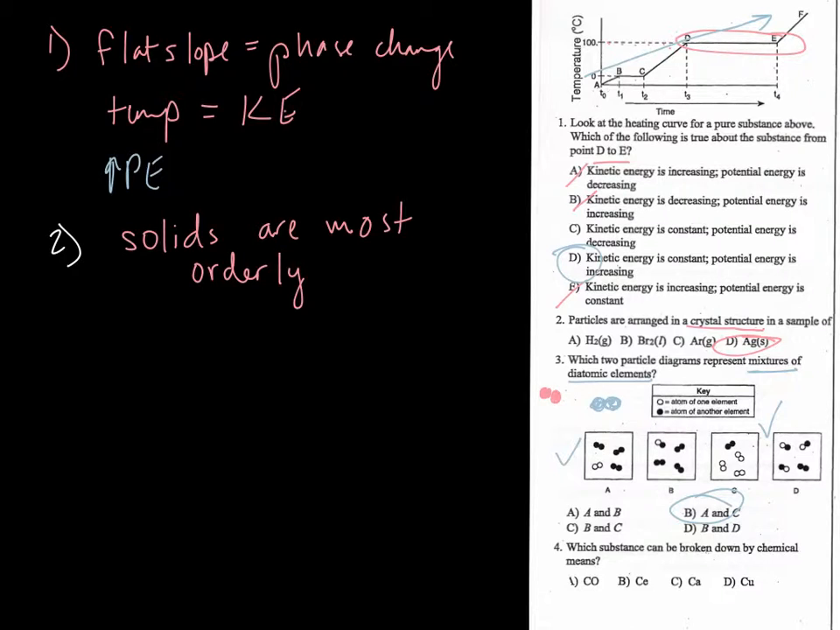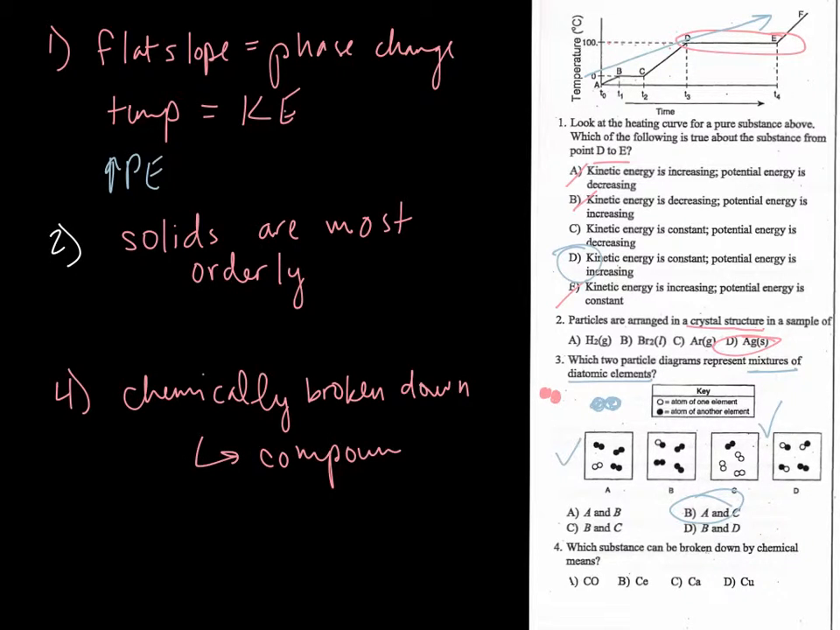Alright, number 4. Which substance can be broken down by chemical means? So something that's chemically broken down can only be a compound. Mixtures are physical. So we're looking for the choice here that has a compound, and the only one that fits is choice A. Everything else is an element.